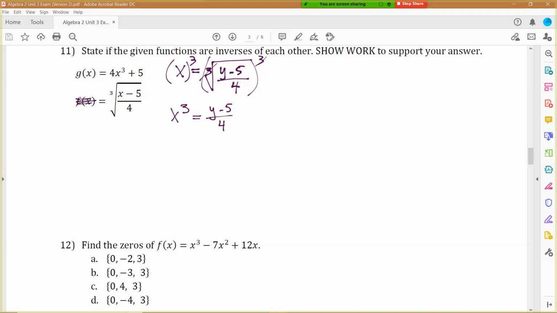How on earth do I solve for y on the right side? So y is currently stuck in a fraction. Multiply both sides by 4 to get rid of this fraction. When I multiply the right side by 4, don't make the mistake of multiplying the top terms by 4. The 4's just cancel each other out and you're done with the 4's over there. So then we have 4x to the third on the left side equals y minus 5 on the right side. How do I get y by itself? Add the 5. Yep.